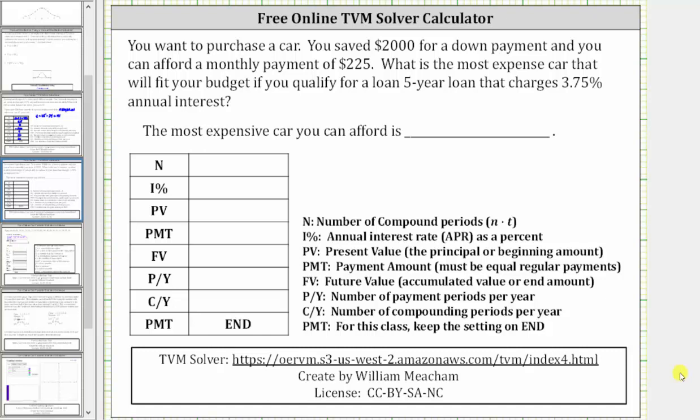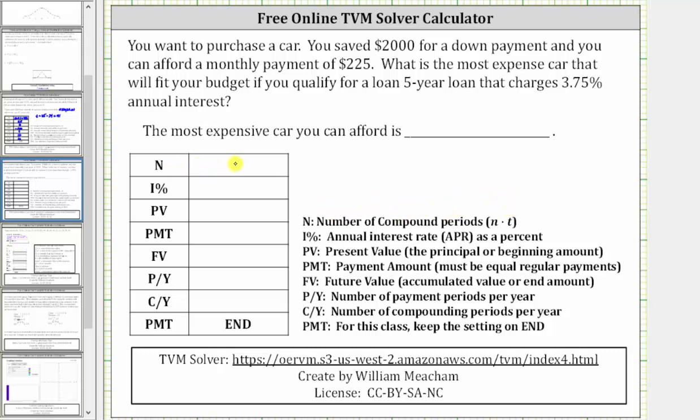This video will show how to use a free online TVM solver to solve annuity and loan type of problems. However, in order to use the tool, we do have to find the information shown in the table, where capital N is the number of compounding periods, and this is the total compounding periods, not the compounding periods per year.